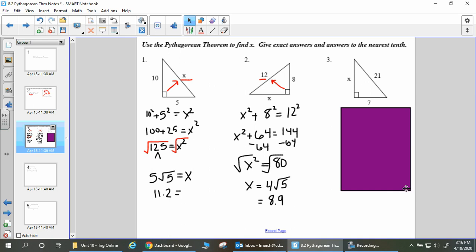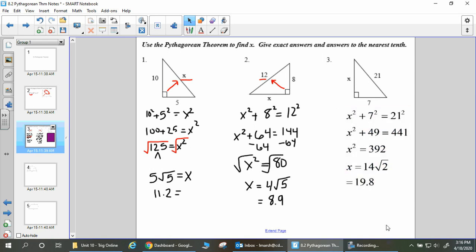And then we'll just check our answer to 3. So here I have x squared plus 7 squared equals 21 squared. 7 squared gives me 49. 21 squared gives me 441. You would subtract that 49 from both sides. That gives me 392. Take the square root, we get 14 square root 2, or a decimal of 19.8.